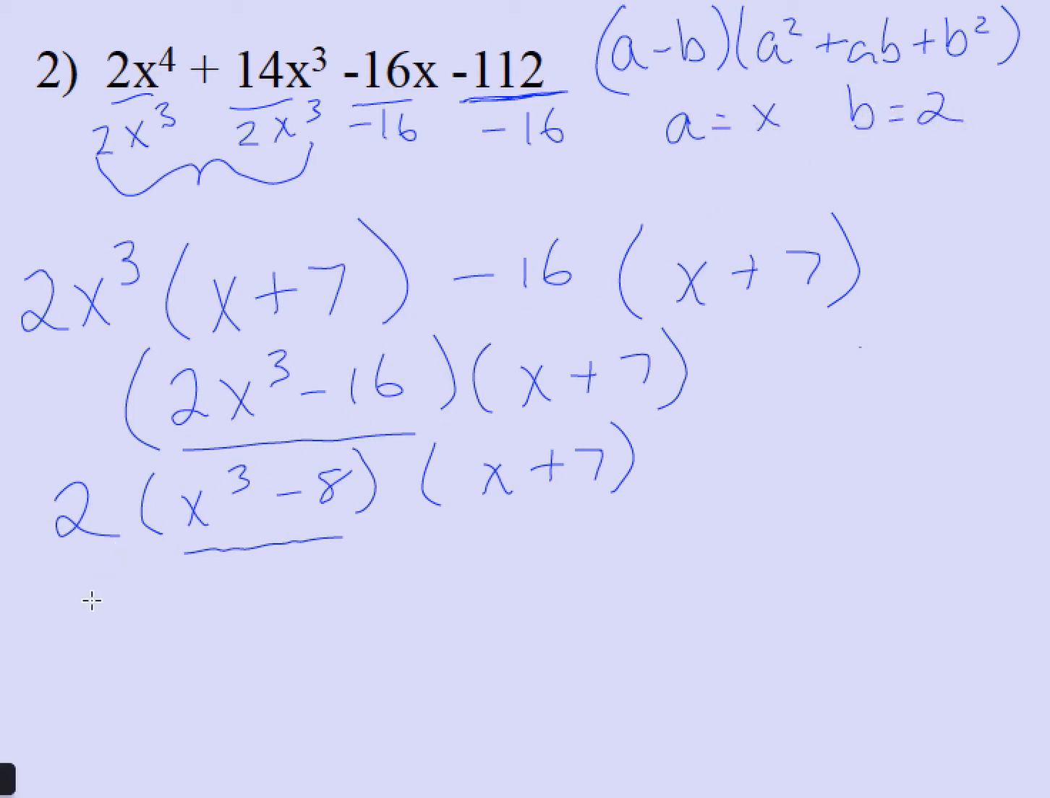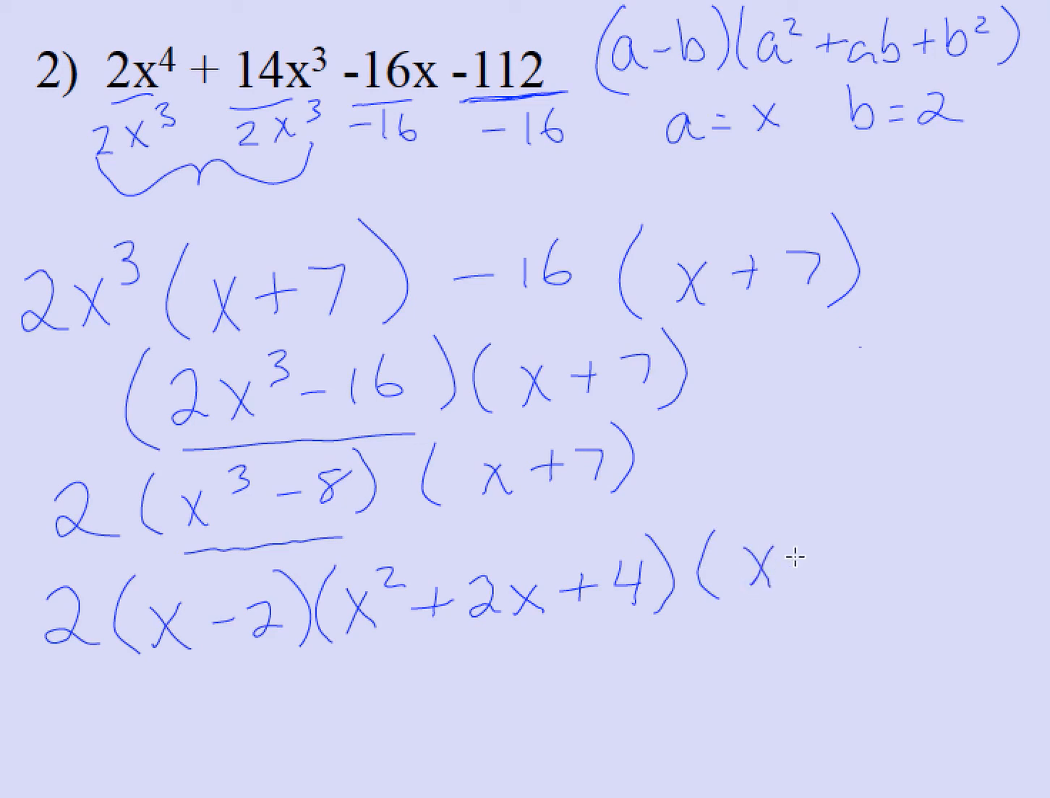So we're going to come down here, we're going to go 2 and x minus 2, and the first term squared, x squared, plus first term times the second term, 2x, plus the second term squared, 4, and then bring down the x plus 7. Kind of complicated problem, you just have to look for the patterns.